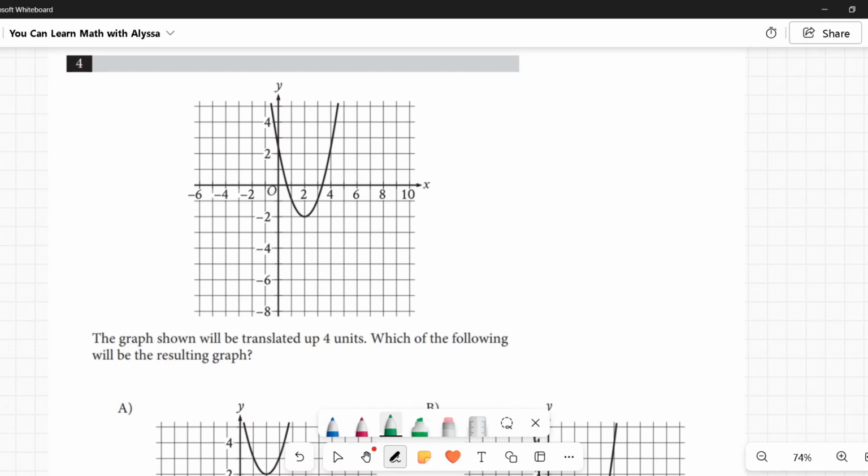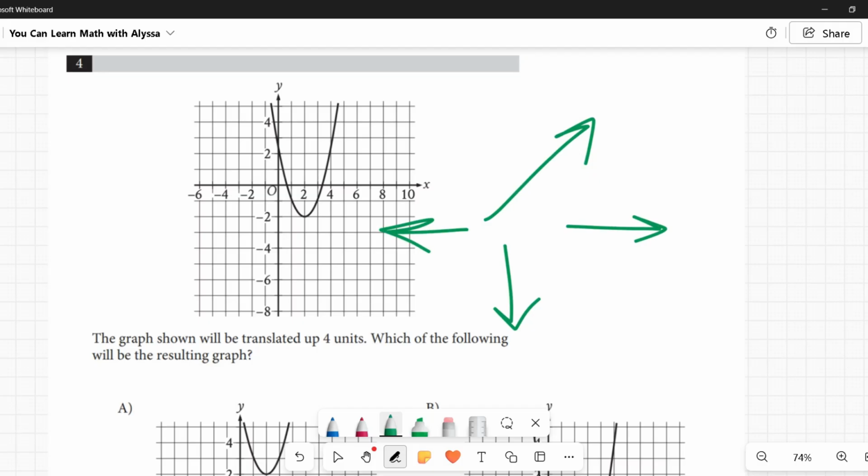The graph shown will be translated up 4 units. Which of the following will be the resulting graph? Translation means sliding it around. We can translate diagonal, we can go to the side, we can go this way.